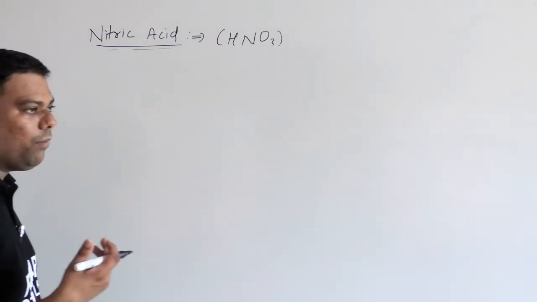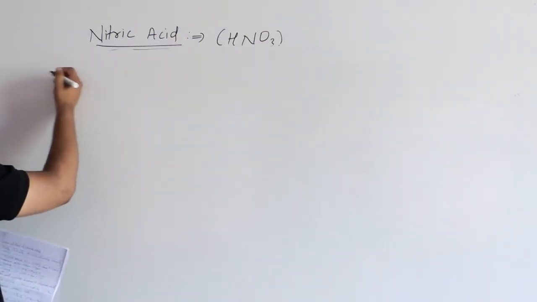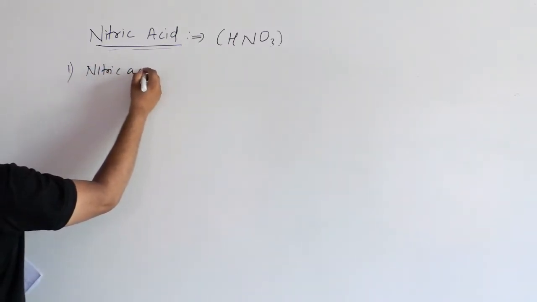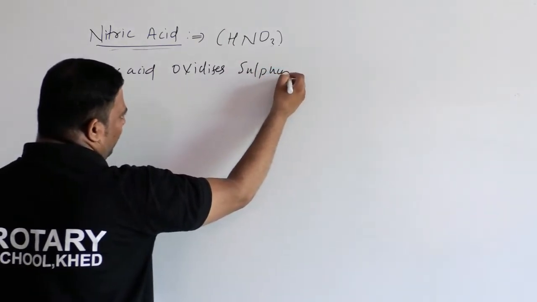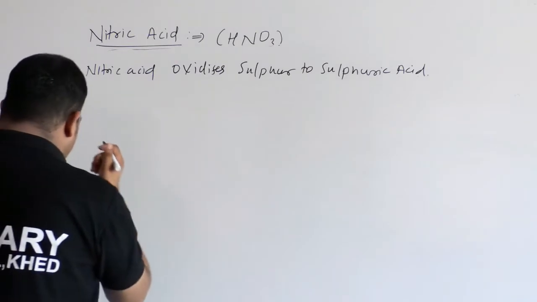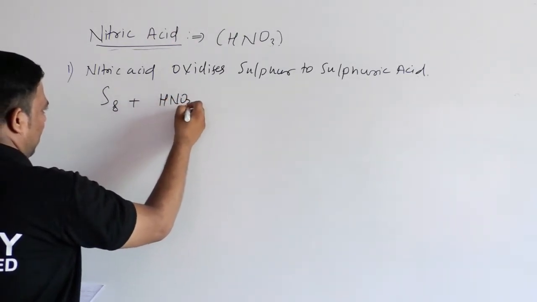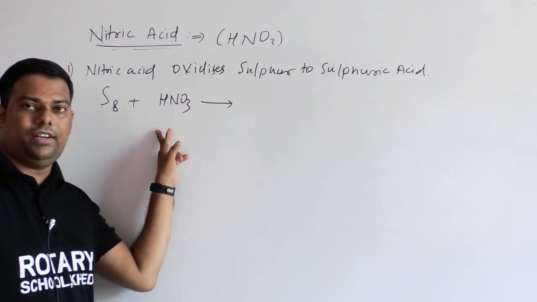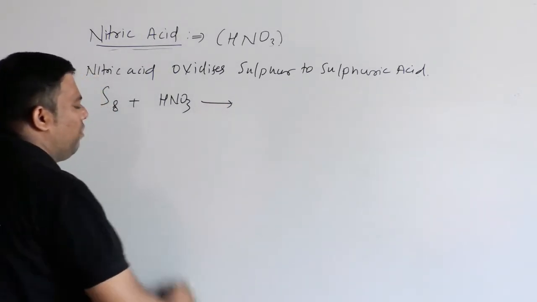So we will discuss what will happen when nitric acid reacts with non-metals. Before that, you must mention, first, nitric acid oxidizes sulfur to sulfuric acid, as like this. It is an NCERT given reaction. We need to balance this. We can write it directly also. In a theory type exam, they will give only the reactant and a question mark. Then you need to decide what will be the products and byproducts.